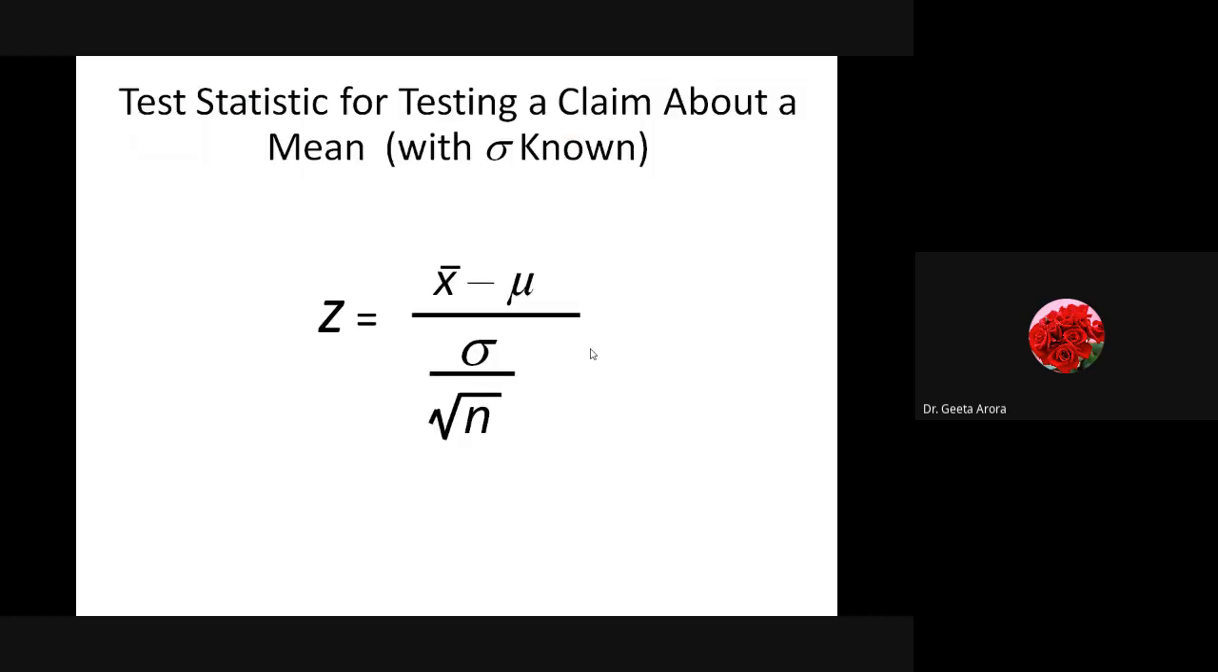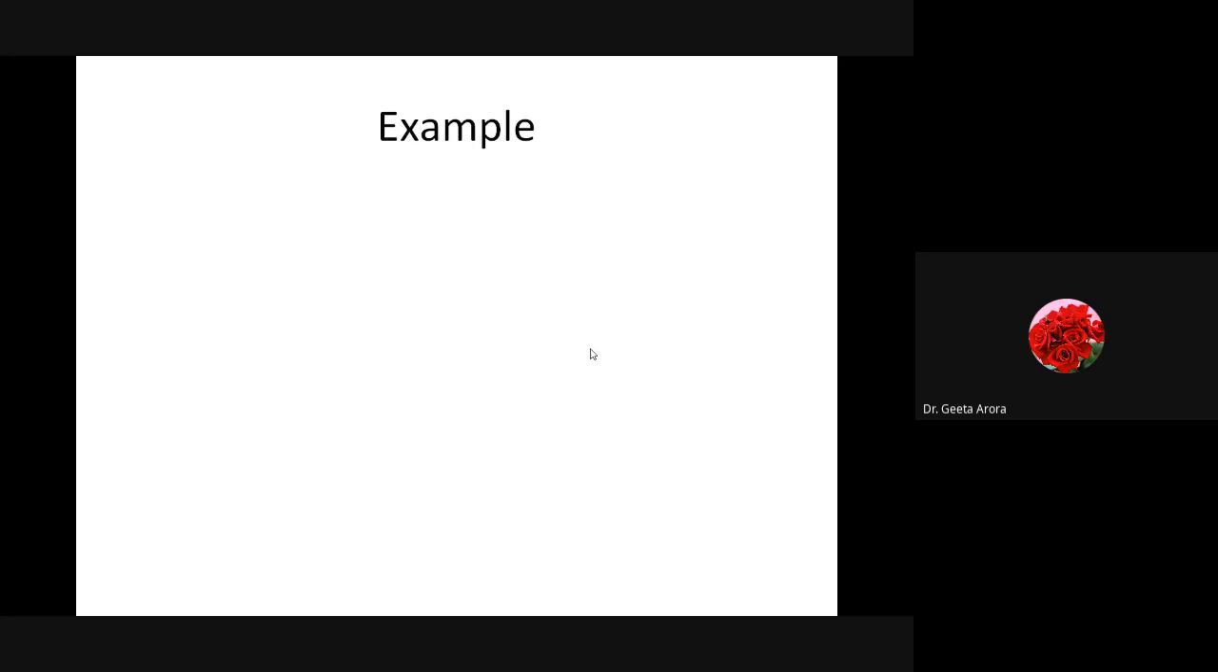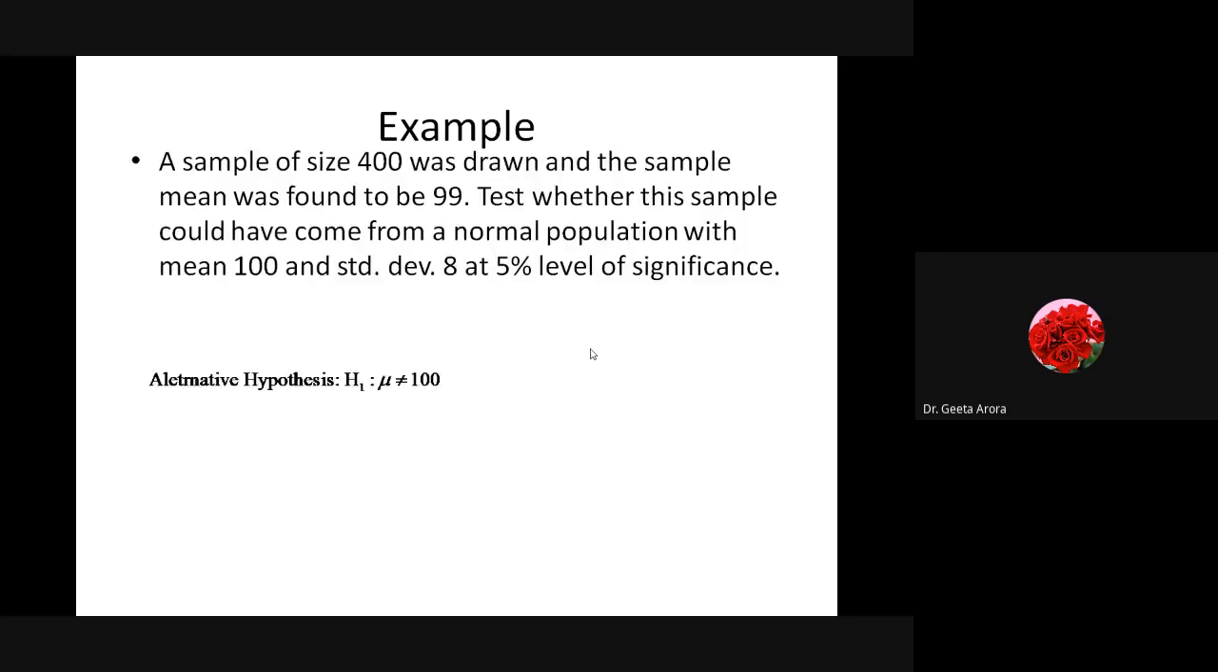This formula we have already seen, since this is our first formula in hypothesis testing. It is the test statistic for testing a claim about a population mean, assuming that sigma is known. When sigma is known, the z value can be calculated as x bar minus mu divided by sigma by square root of n. We have some examples, but we are not going to do them now. Tomorrow we will start with the examples.